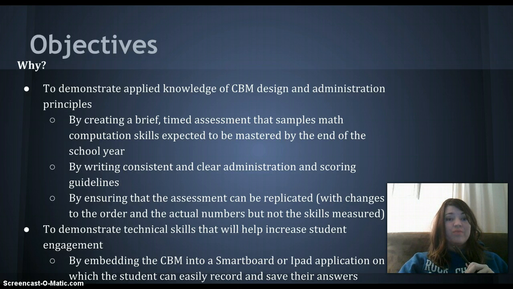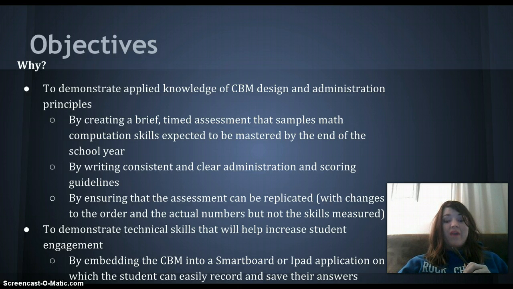And those principles will be shown by creating a brief timed assessment. It'll sample the math computation skills expected by the end of that school year. So, for example, we're in the middle of a school year now. If we're looking at third grade math skills, the curriculum-based measure that we design needs to have skills from throughout third grade level. And the reason for that, we want to be able to give it in a different format several times throughout the year.